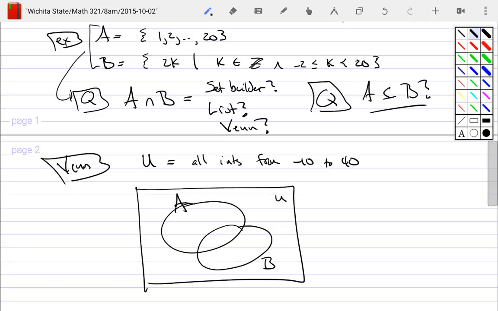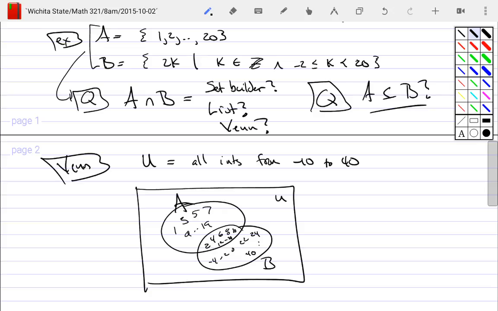So which are the ones that would be shared? What would be the intersection? That'd be things like 2, 4, 6, 8, 10, 12, up to 20. I did it too big. Things that would be outside of it would be what? -4, -2, 0, 22, 24, all the way up to 40. What would be the things in A that are not in that intersection that we haven't written down yet? 1, 3, 5, 7, 9, all the way up to 19.